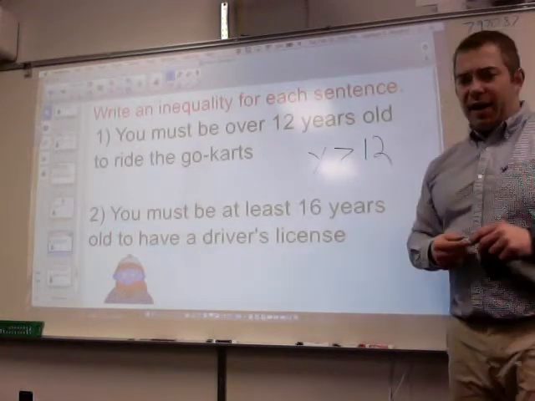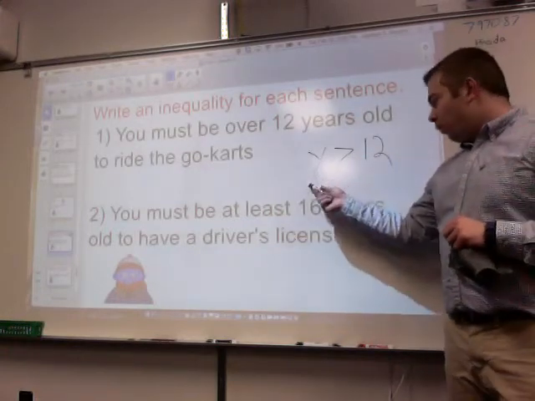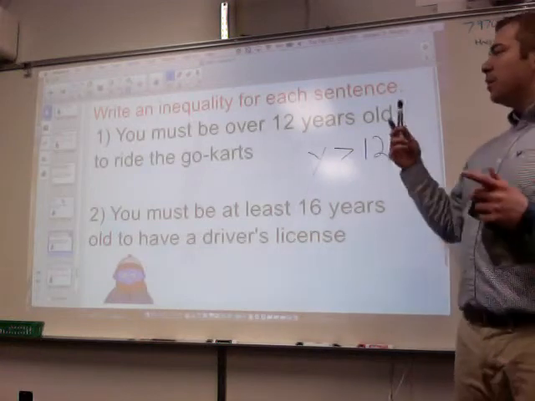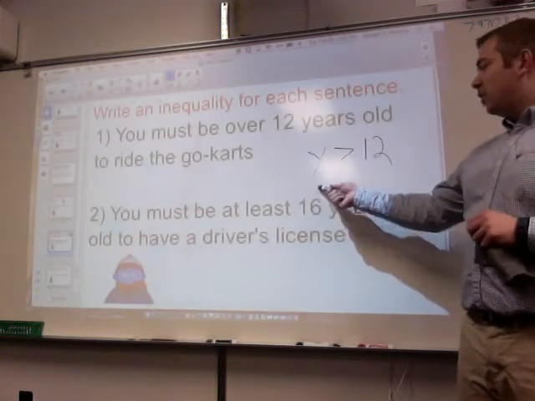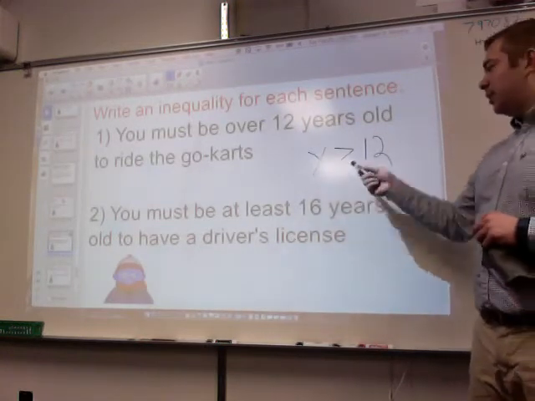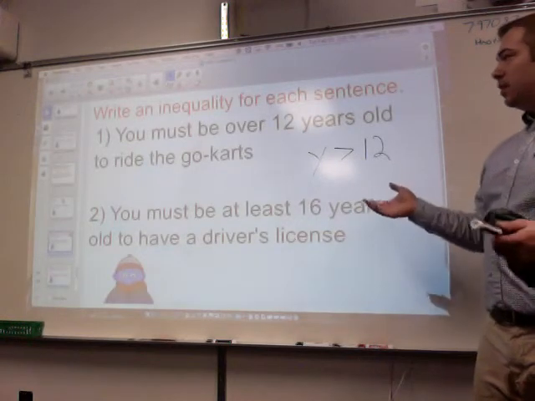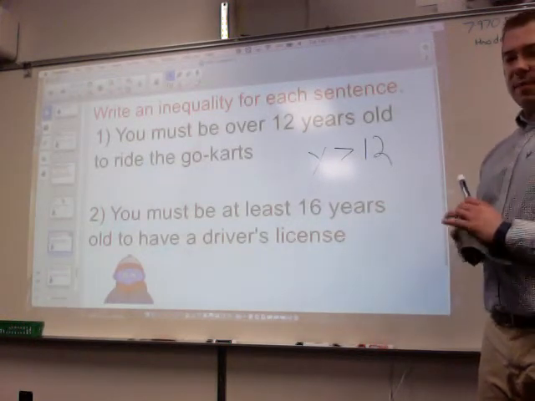So did I do it right? All right, y is greater than 12. So if you're 13, you could ride the go-karts because 13 is greater than 12. So there is your inequality for that example.